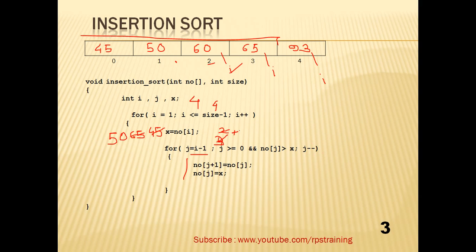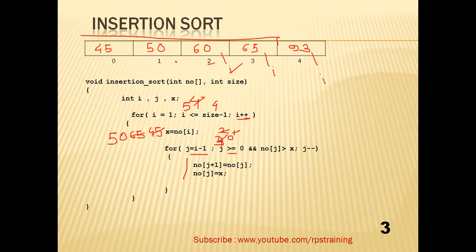j minus minus, j will be 0. 0 greater than or equal to 0, condition is true, and no0 greater than x. no0 means 45 and x is 50. 45 greater than 50, condition is false, and so the loop will be stopped. Again i plus plus, i will be 5. 5 less than or equal to 4, condition is false, and the entire loop will be stopped and the array will be sorted: 45, 50, 60, 65 and 93.